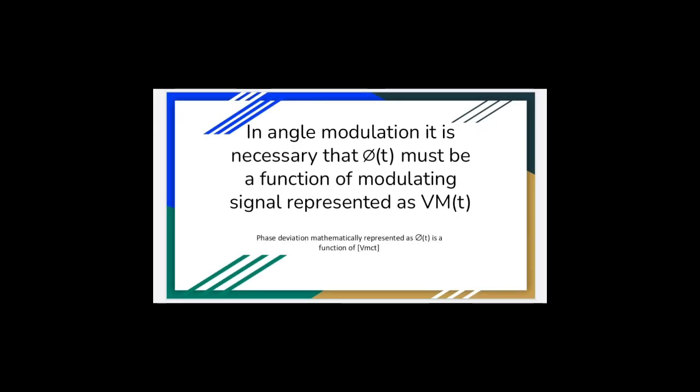In angle modulation, it is necessary that θ(t) must be a function of the modulating signal, represented as Vm(t). Phase deviation is mathematically represented as θ(t) being a function of Vm(t).